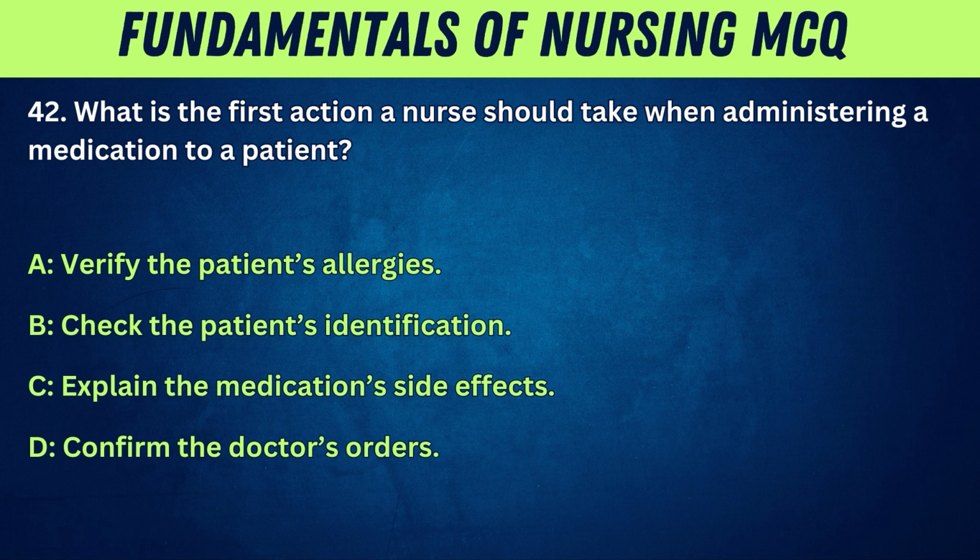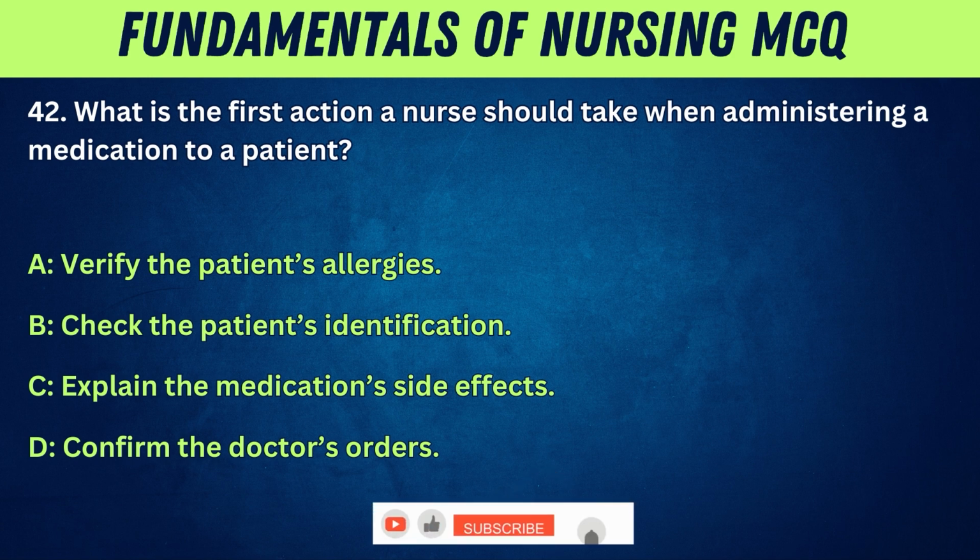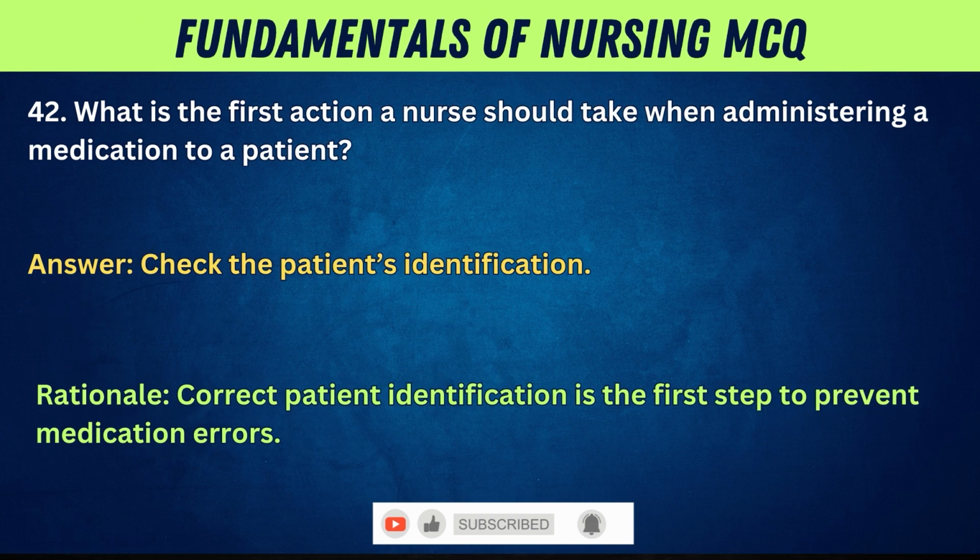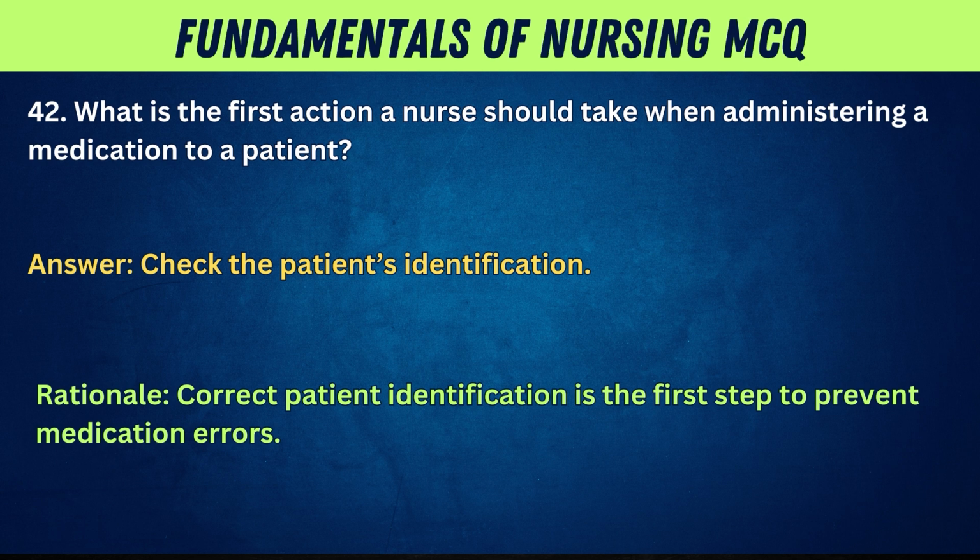42. What is the first action a nurse should take when administering a medication to a patient? A. Verify the patient's allergies. B. Check the patient's identification. C. Explain the medication's side effects. D. Confirm the doctor's orders. Answer: Check the patient's identification. Rationale: Correct patient identification is the first step to prevent medication errors.